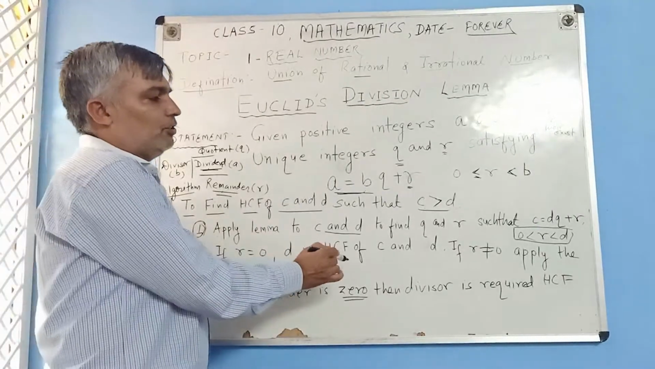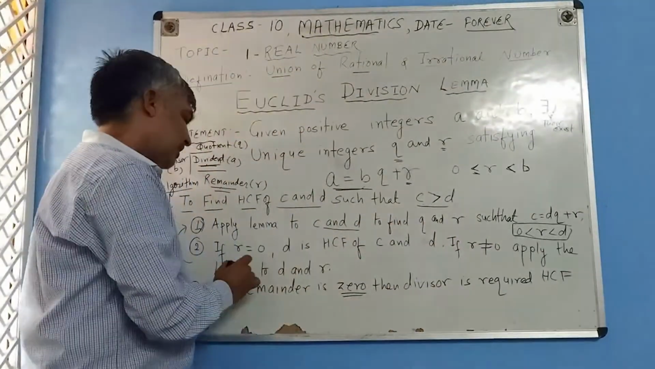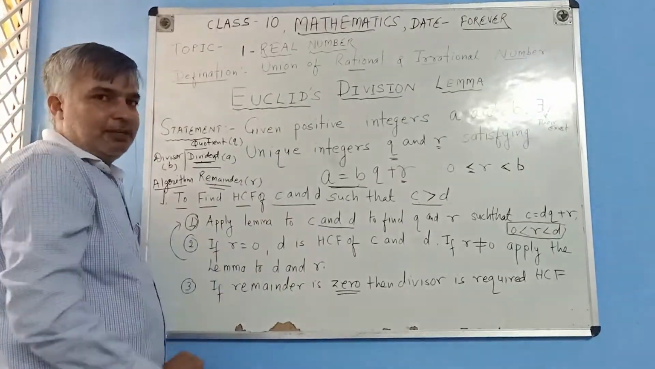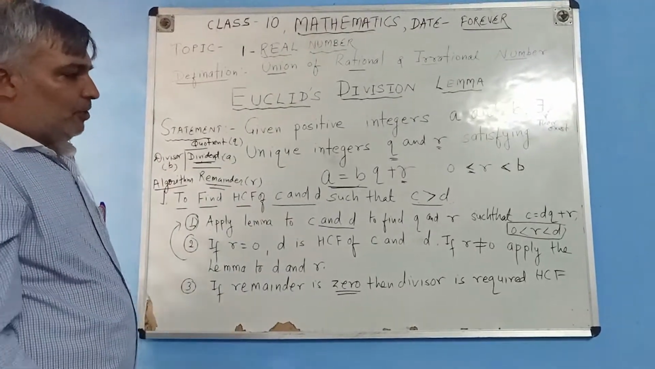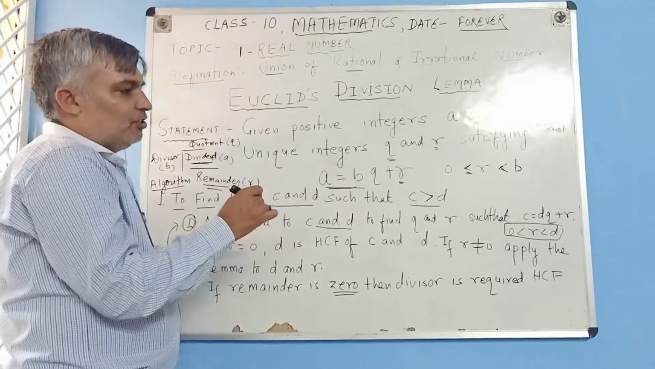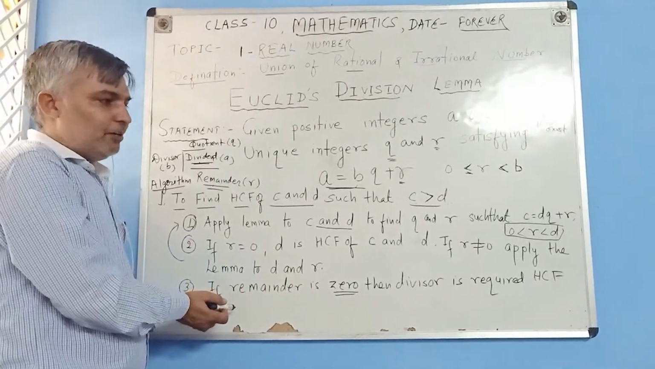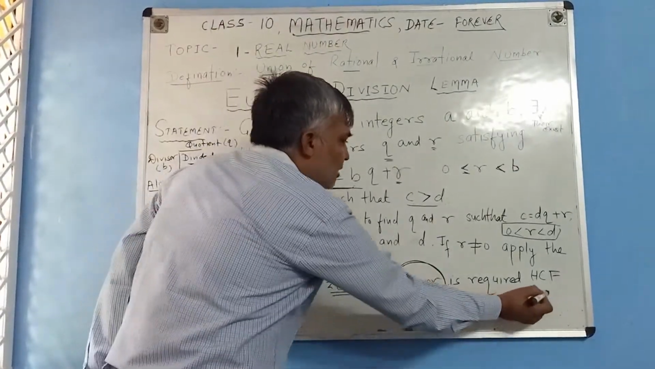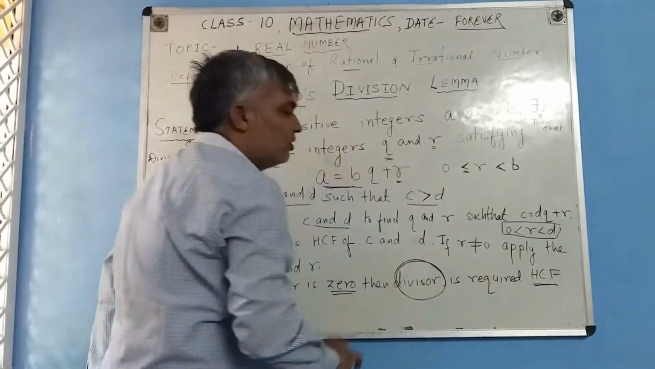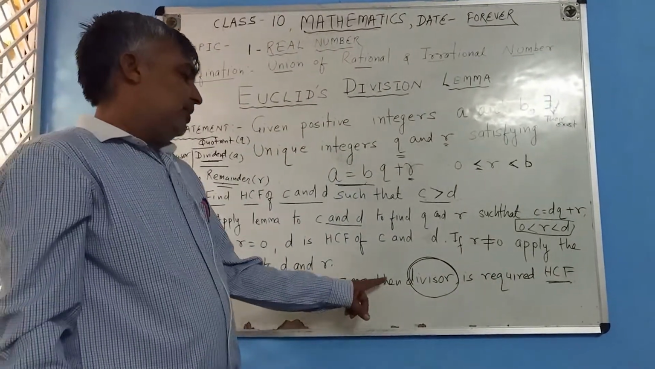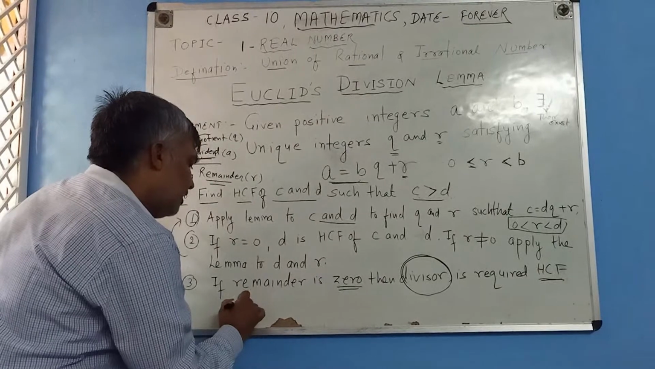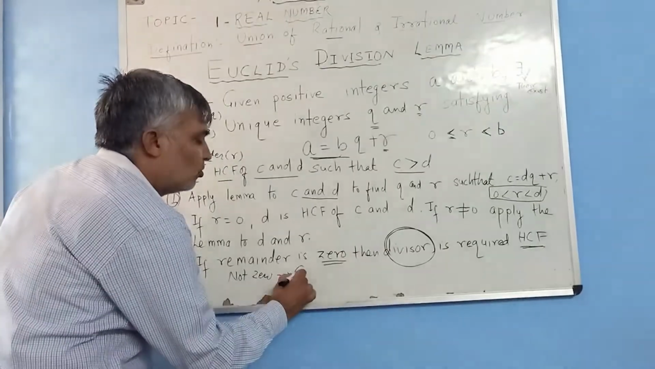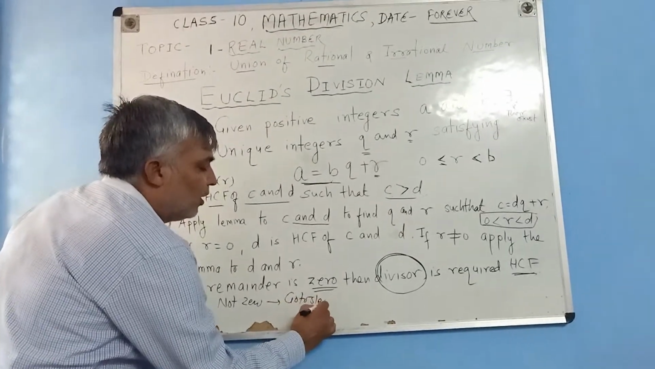If r is equal to 0, then our process is over. If r is not equal to 0, then we apply the lemma to D and r. It means for D and r, we apply the same procedure again, and the same condition will repeat. If the remainder is 0, then there is no problem: the divisor is our required HCF and our process is complete. If again the remainder is not 0, then go to the first step.